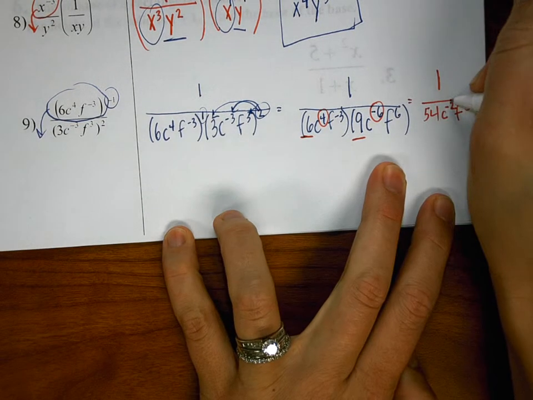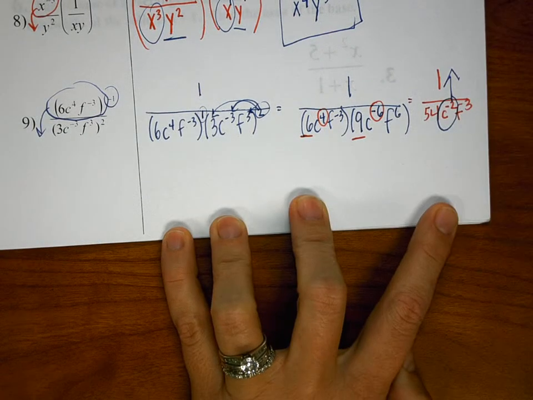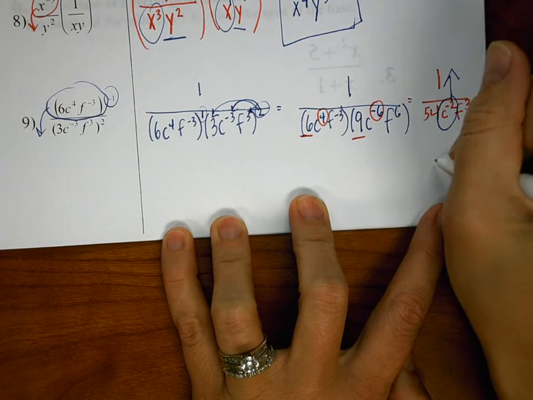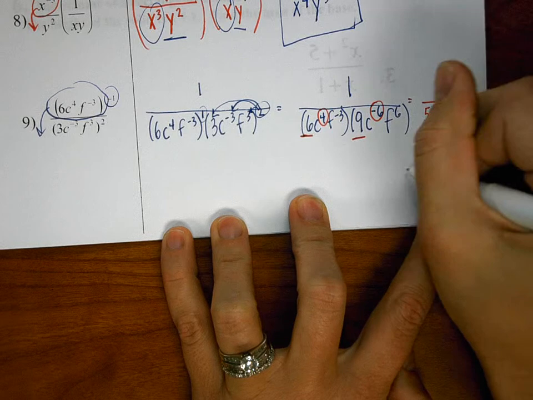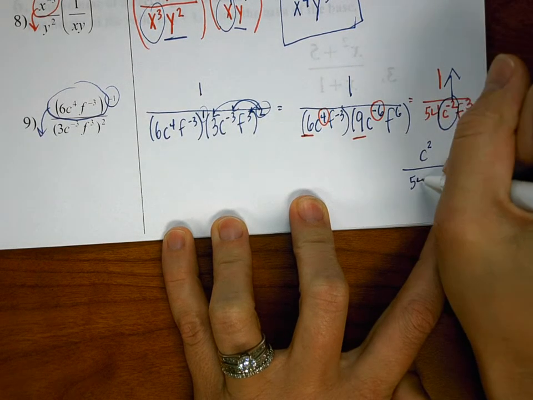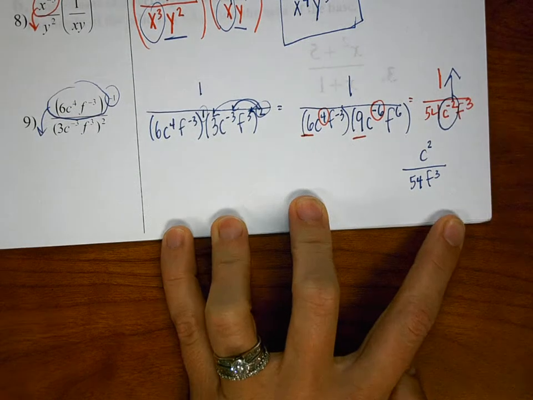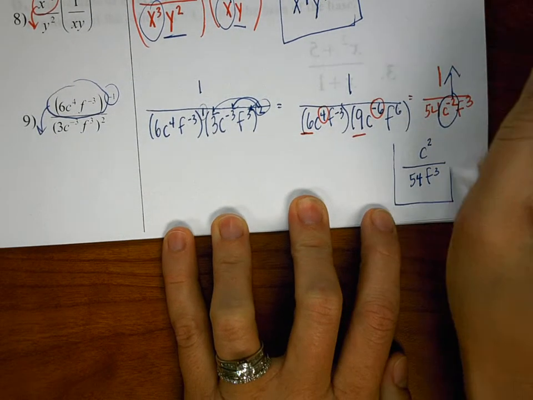So I take this c, and that's the only thing I have to move up. So now when I move that up, I'm going to have c to the second power. It becomes positive because I moved it. And then I have 54 f to the third. There is nothing else that can reduce, so this is my final answer.